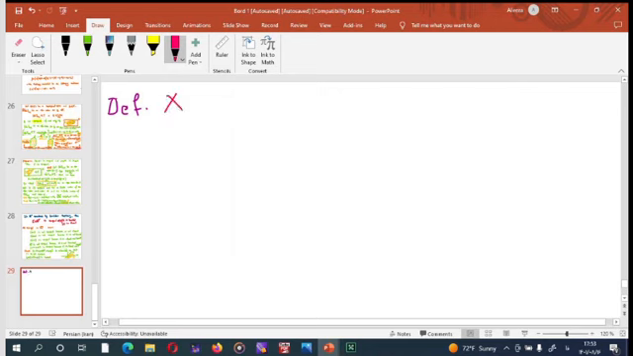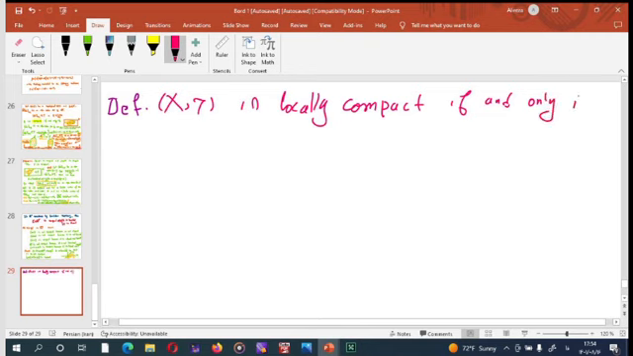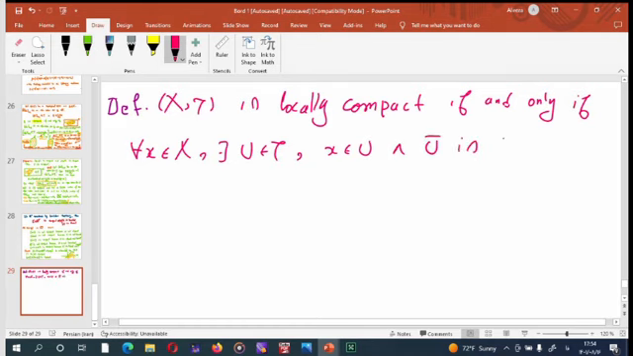X and tau is locally compact if and only if for each x in X there exists an open set U such that we have two properties: x belongs to U and U bar is a compact subset of X, okay?